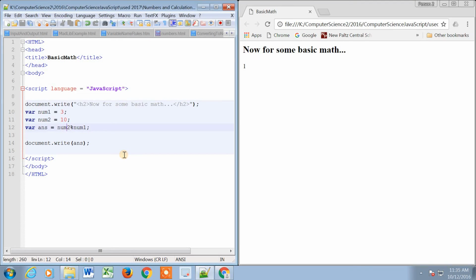Now if you do this the other way around, sometimes this confuses students. I'm saying take num2, which is 10, divide it into num1, which is 3, and give me the remainder. Well, what's the remainder now? The remainder is 3. That's because 10 goes into 3 0 times, so the entire 3 is left over.